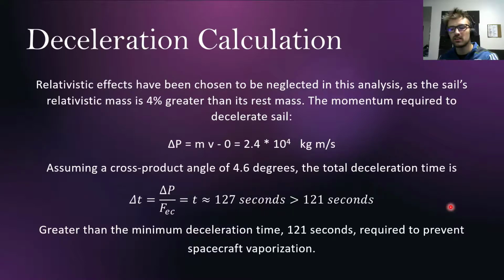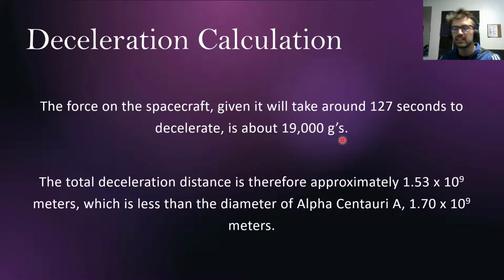Again, still hypothetical, still need to go through the work. Some other interesting conclusions: given those calculations, you can actually decelerate your spacecraft in 127 seconds, which is pretty significant, actually. If you just do your favorite kinematic equations for what sort of forces you're looking at from that deceleration speed, that's about 19,000 Gs.